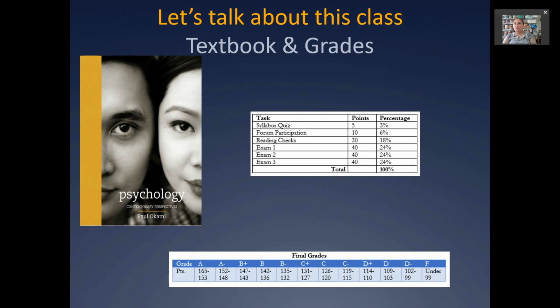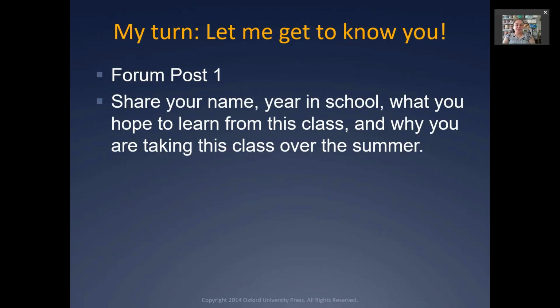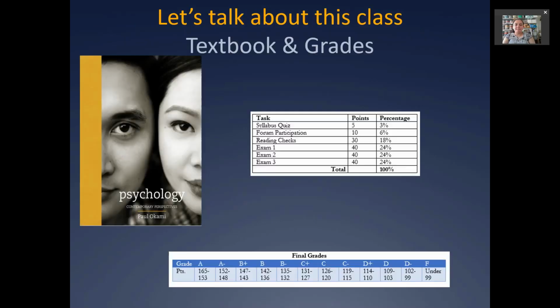We will also have different forums. So there will be 10 forums available to you. One is starting this week, and it's basically for you to answer questions about yourself. So your name, your year in school, I'll put that up. Then I will also have reading checks sporadically throughout the term, and that will be worth 18% of your grade. Then we will have 3 exams. So exam 1, exam 2, and exam 3 are worth 24% each. And here is the breakdown of the class, to get an A, A minus, B, etc.